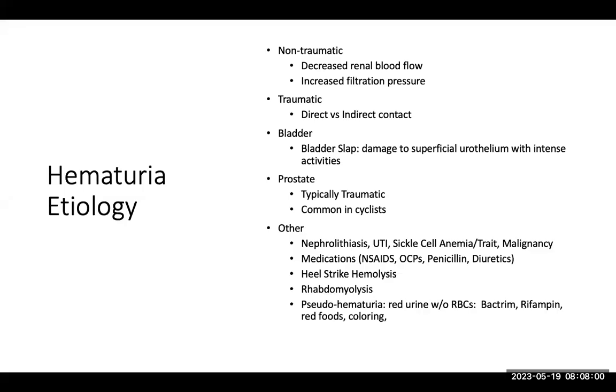And then we can also have pseudohematuria. This is red-colored urine without the presence of RBCs on microscopy, and this could be attributed to antibiotics such as Bactrim, Macrobid, phenytoin, or even just foods such as berries, beets, and food coloring additives.